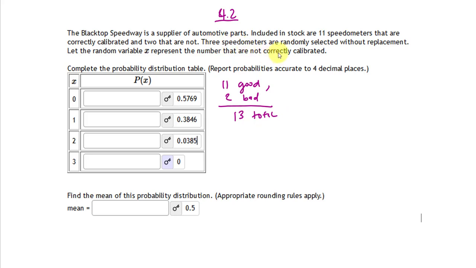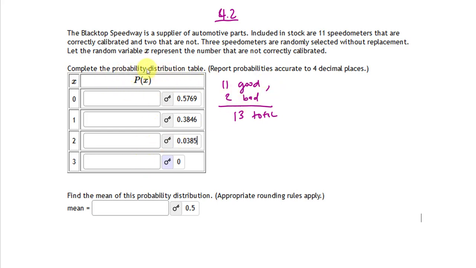3 speedometers are randomly selected without replacement. So you take it out, you do not put it back. Let x be the random variable that represents the number that are not correctly calibrated, or the bad ones. Complete the probability distribution table.